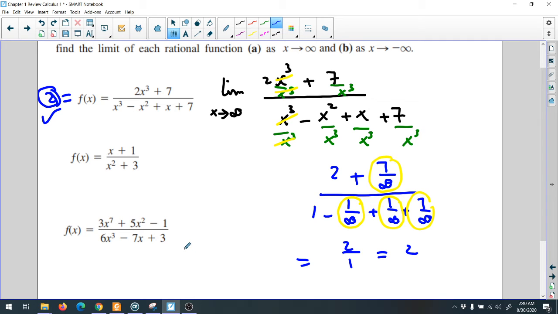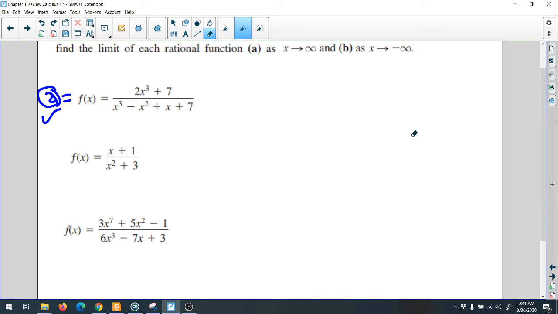You could do the same when it's negative infinity, and you will have the same result. It's 2. No change. It was positive or negative infinity. Okay, let's move to the next one. I hope you understand this part. Take notes and understand. Any questions, just leave it with the comments and I will respond as soon as possible.